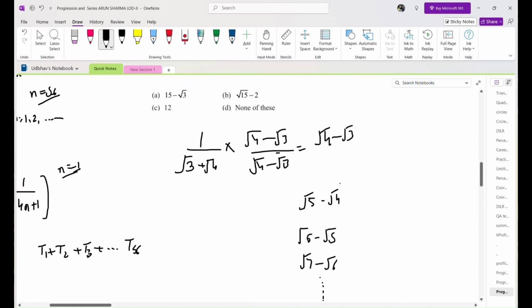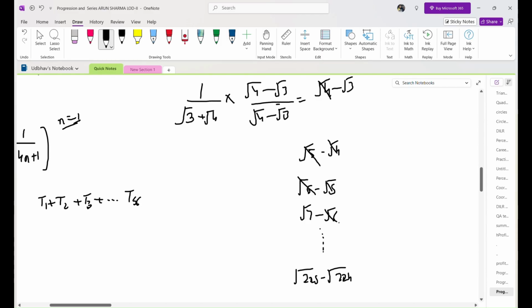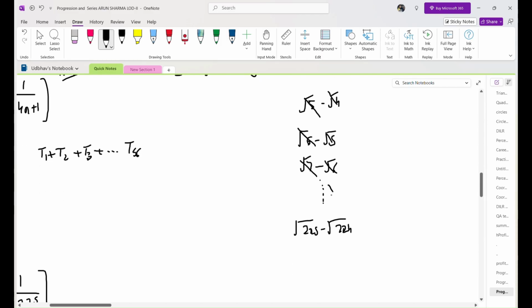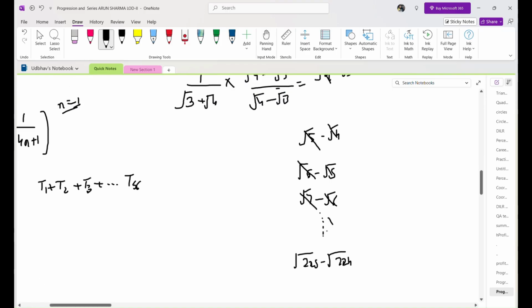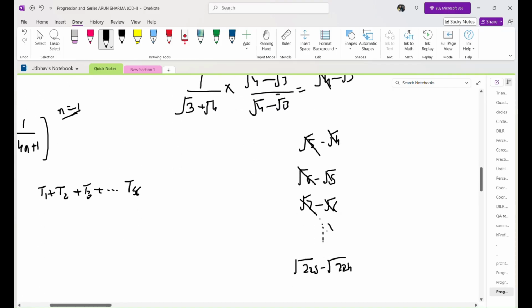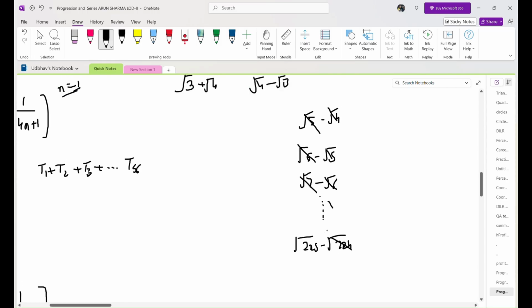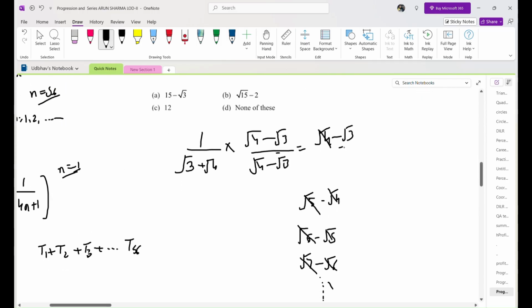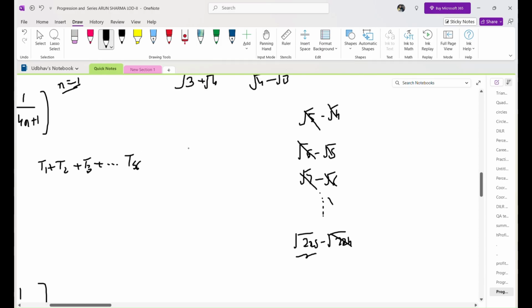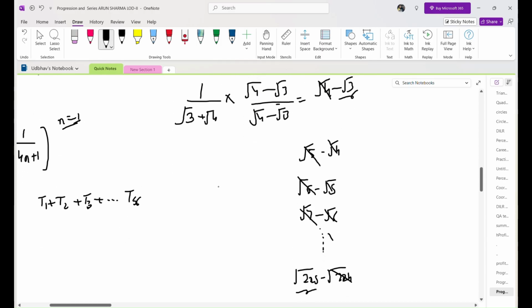And what are the numbers getting cancelled? 4 is getting cancelled, 5 is getting cancelled, 6 is getting cancelled, 7 is also getting cancelled. So this 224 will also get cancelled. So what will be left? This root 3 and root 225. Root 225 is nothing but 15. So our answer is root 225 minus root 3, 15 minus root 3.